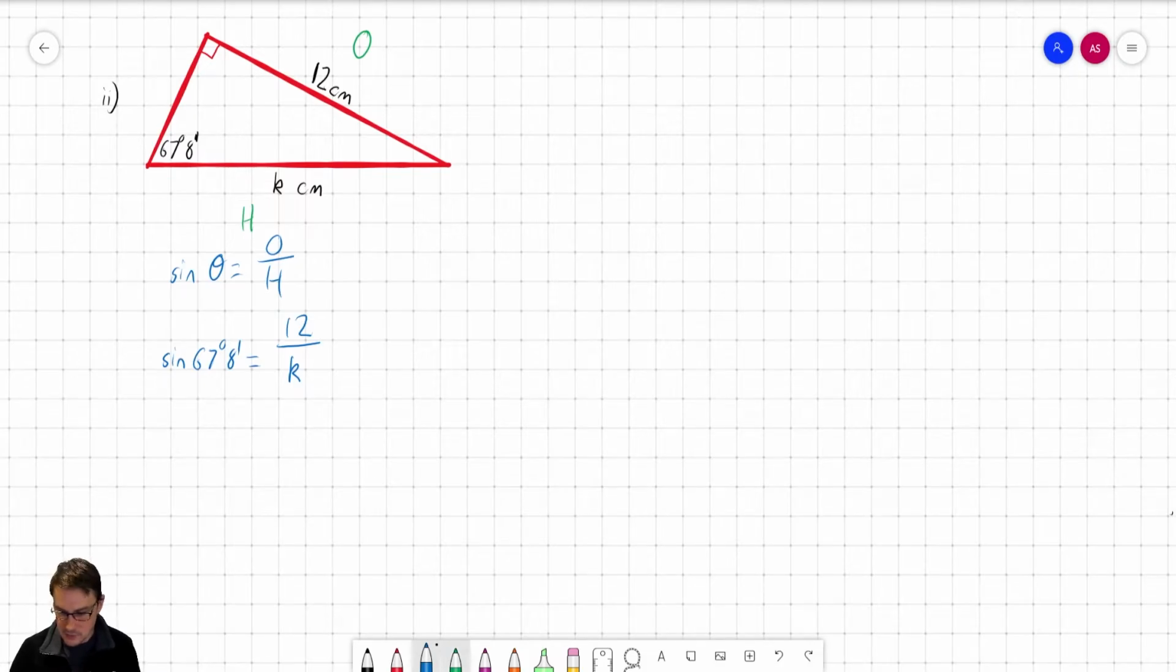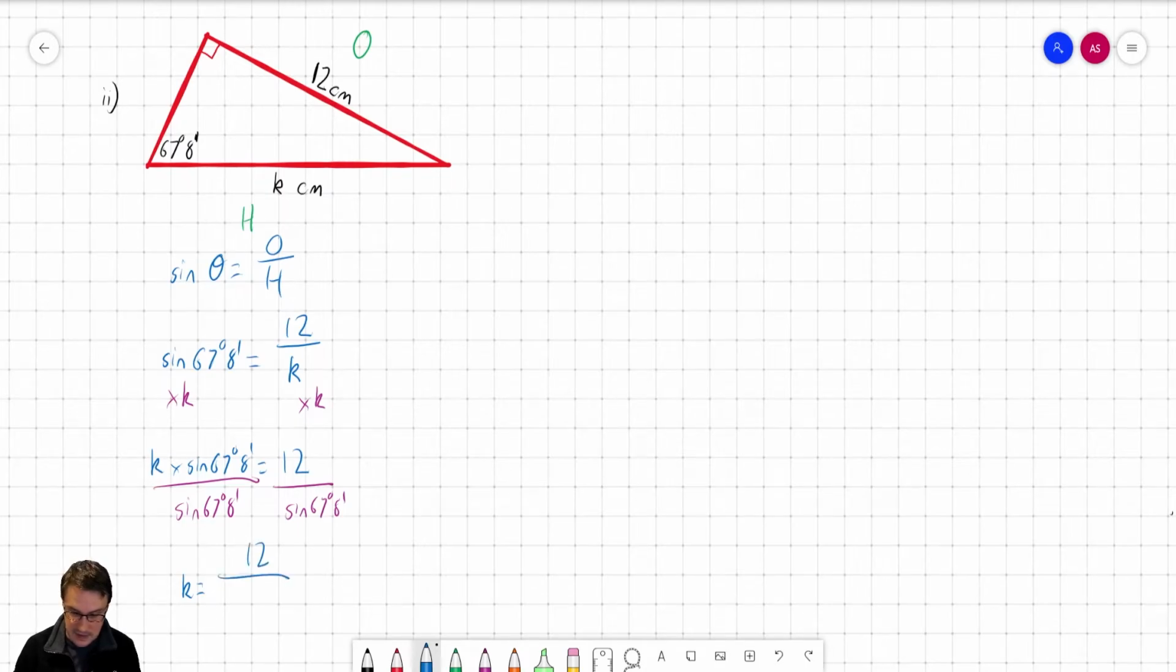Now, what we need to do is rearrange this. So I'm going to multiply both sides by k first, and that's going to give me k times sine 67 degrees and 8 minutes is equal to 12, but that doesn't make k the subject yet. So the next thing I need to do is divide by sine 67 degrees and 8 minutes on both sides. Now, based on that, I do have k as the subject now, and k is going to be equal to 12 over sine 67 degrees and 8 minutes.